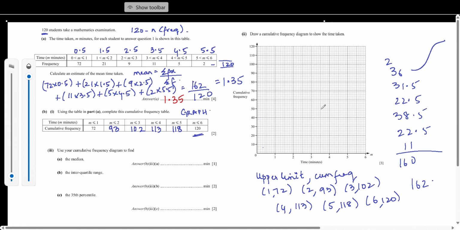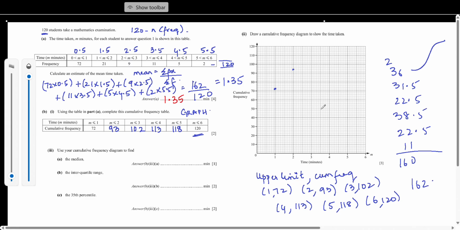There are 5 small divisions, the minor grid line. So every small box or grid is 2. So 1, 72 will be one line above 70. 2, 93. So 93, this will be 92, 94, or somewhere in between first and second.